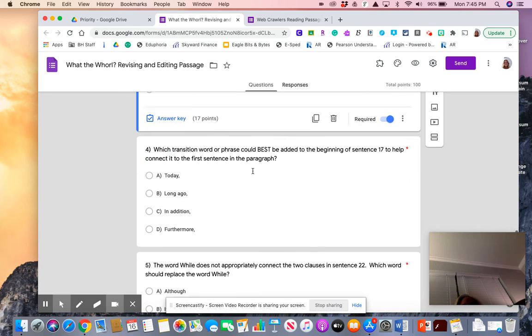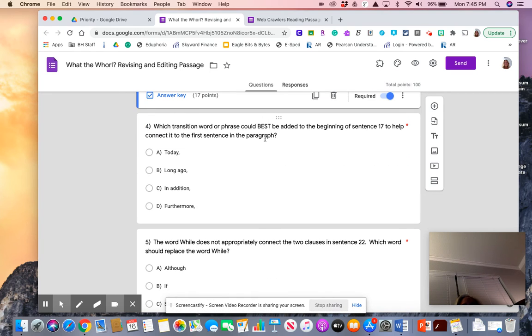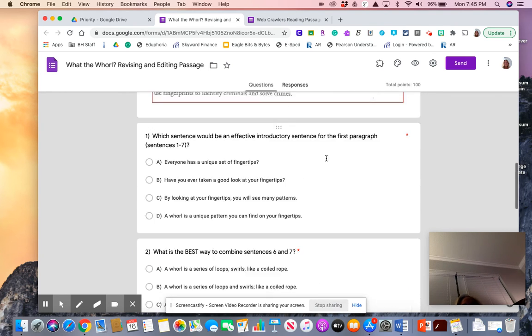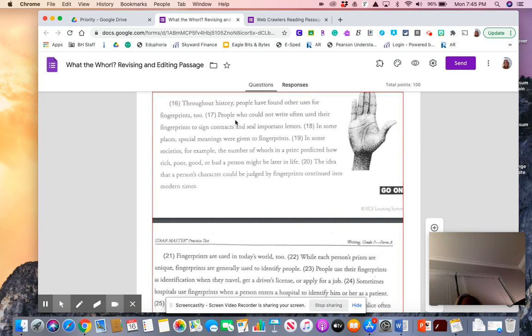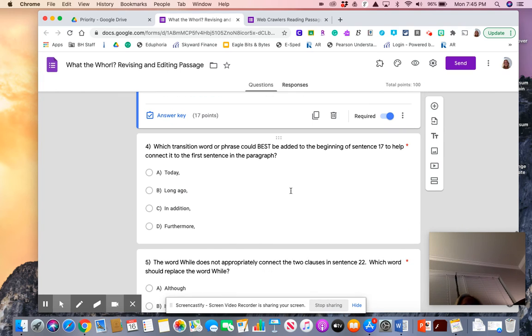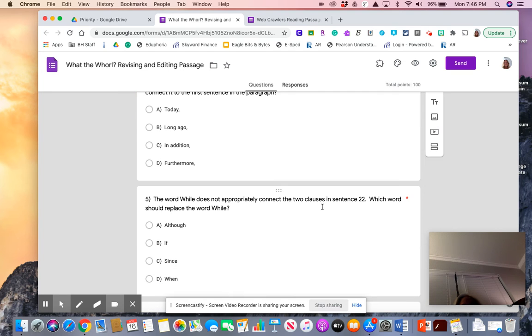Question 4. Which transition word or phrase could best be added to the beginning of sentence 17 to help connect it to the first sentence in the paragraph? So you're going to go back and look at sentence 17. Which one of these words would fit the beginning of that sentence? Today, long ago, in addition, furthermore. Which one of those would fit at the beginning of that sentence?